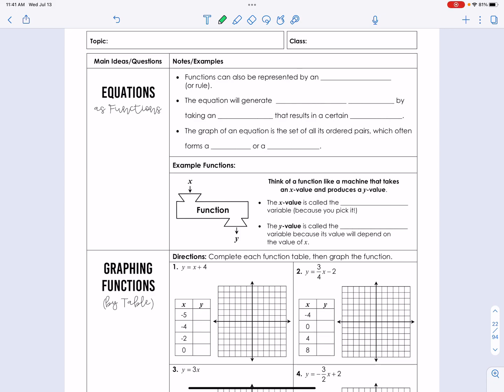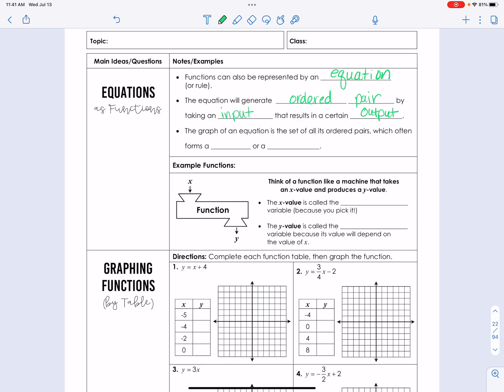All right, so now we're getting into some of the harder stuff. We're going to be talking about using functions and getting input and output values. A function can be represented by an equation, like a rule. An equation will generate ordered pairs by taking an input that results in a certain output.